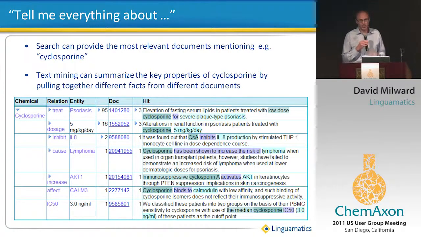But we can also pick up the particular dosages. We can pick up which genes or proteins it's inhibiting. We can look at things that it might actually cause, so rather than treat. We can look at what different genes and proteins it's affecting, and we can also pick up numerical information like IC50 concentrations. So that gives us a way of getting a sort of tailored profile of the chemical which is relevant to us. And it's not something you would get with a search getting you to the documents which are most about cyclosporin, because many of these documents may be instead about lymphoma, for example, where cyclosporin is only mentioned incidentally.